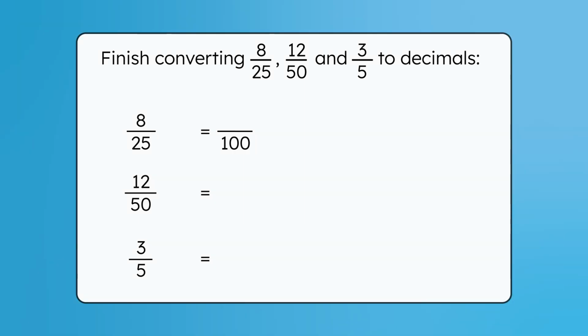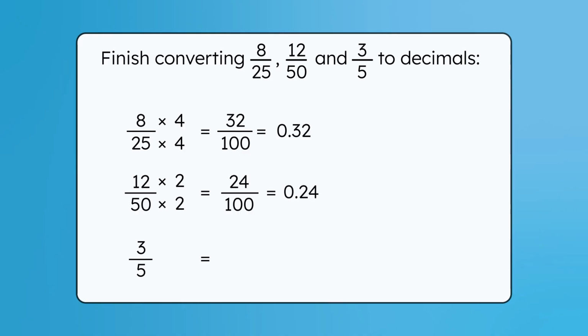Let's check. To convert 8/25, we multiply the numerator and denominator by 4. 25 times 4 is 100, and 8 times 4 is 32. That's 32 hundredths, the fraction, and 0 decimal point 32 as a decimal. 12/50 is equivalent to 24 hundredths, so the decimal is 24 hundredths too.